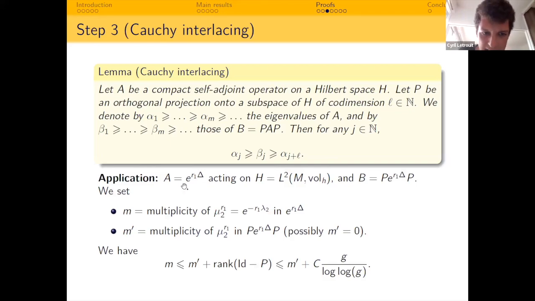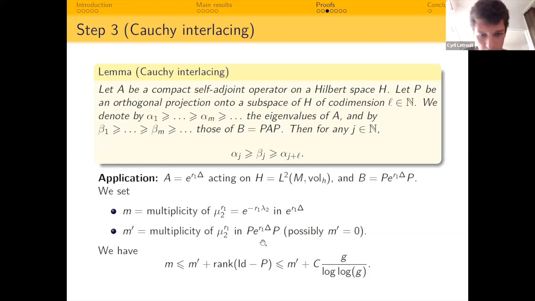So the application, as I said, A is this, H is just the L2, B is P, A, P, and we set M to be the multiplicity. We are considering e to the R1 delta. So the corresponding eigenvalue is mu2 to the R1. Of course, it's mu2 because e to the delta, and to the R1 because to the R1. In prime, we denote the multiplicity of mu2 to the R1 in this operator as an eigenvalue of this operator, but possibly it's 0.